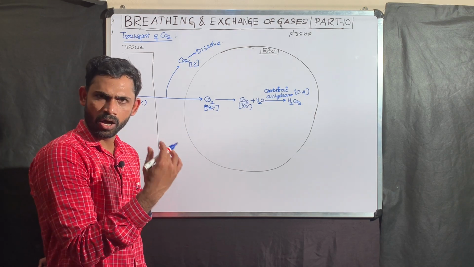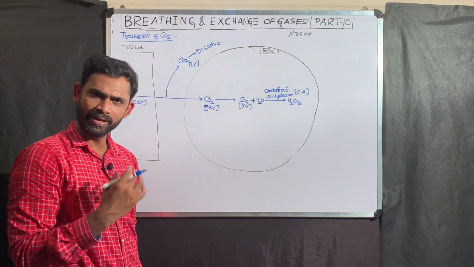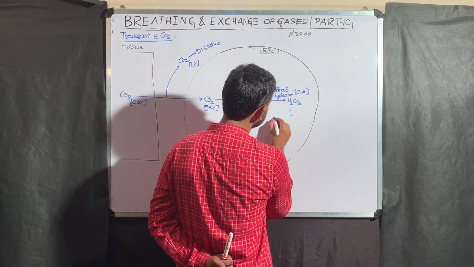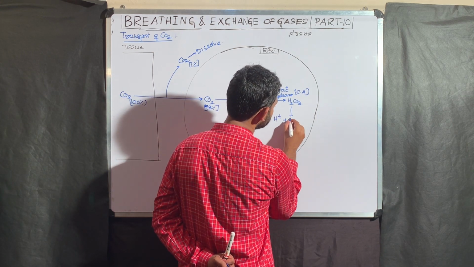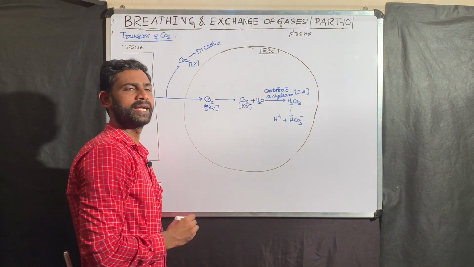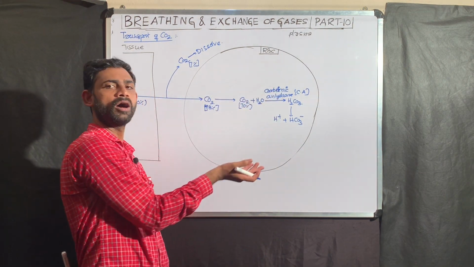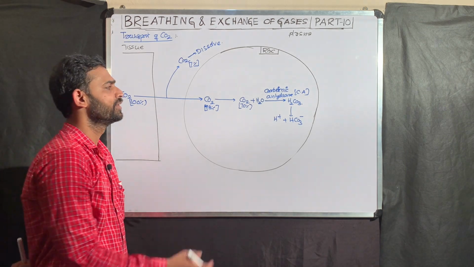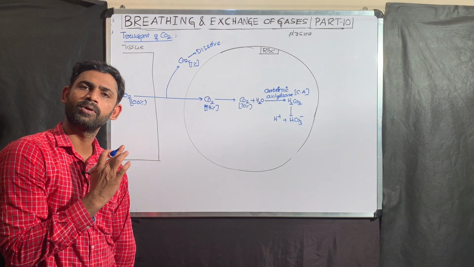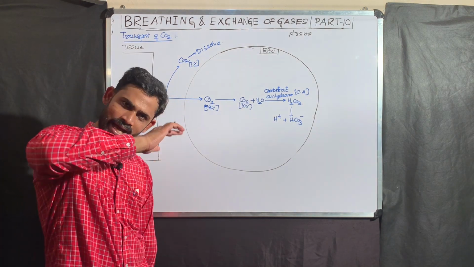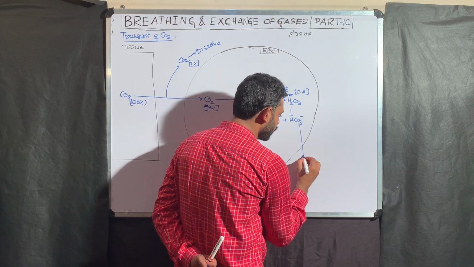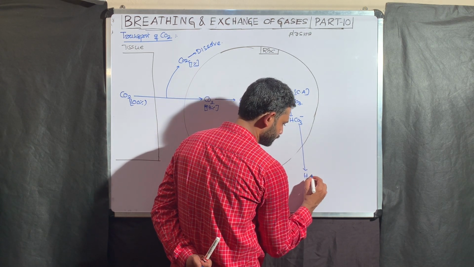Once carbonic acid is formed, it is very unstable and dissociates into H+ and HCO3-, that is the bicarbonate ion. Carbonic acid dissociates automatically. First you take this bicarbonate ion. Once the bicarbonate ion is formed within the RBC, it now enters into the plasma.